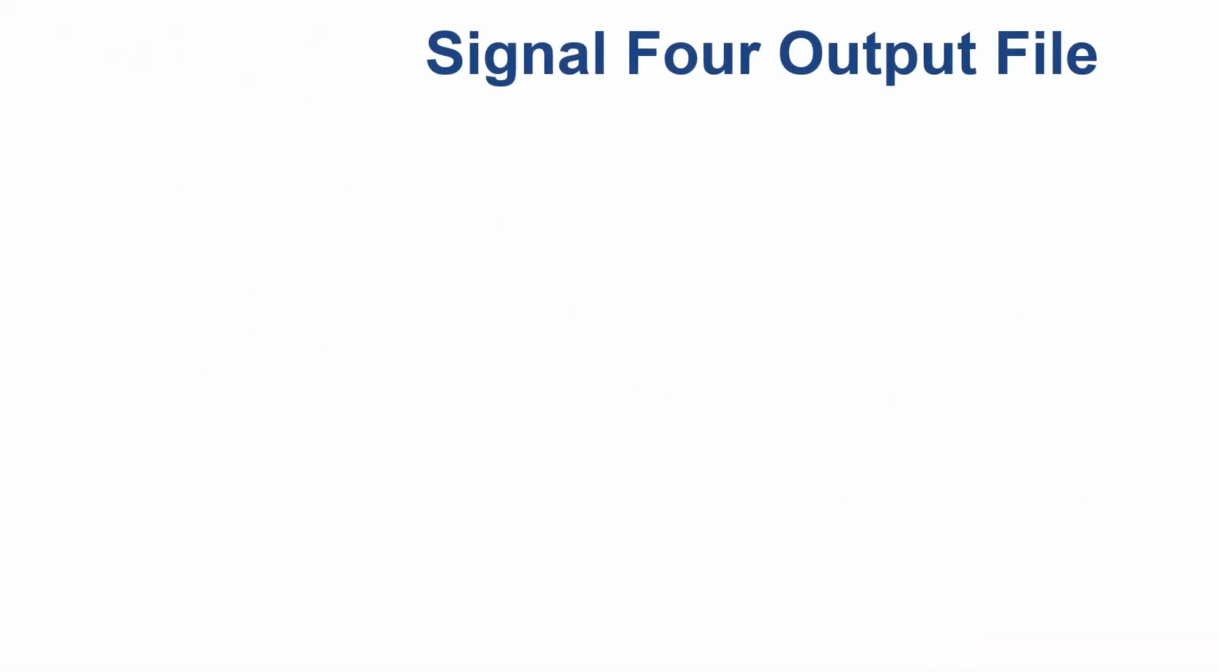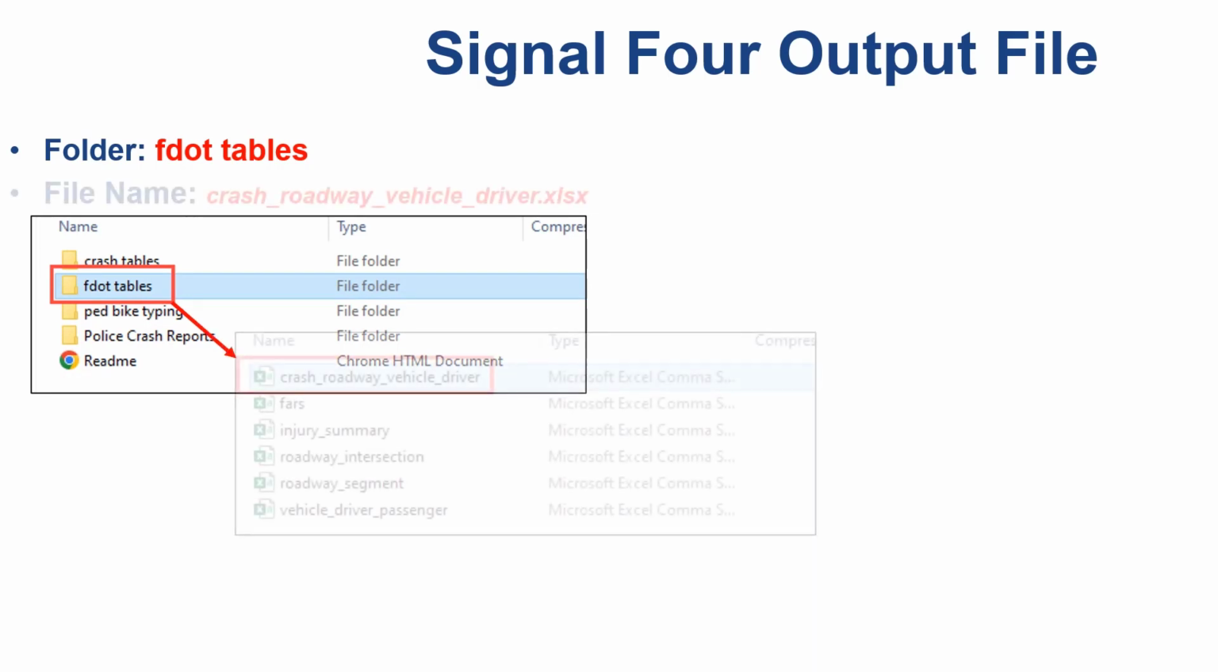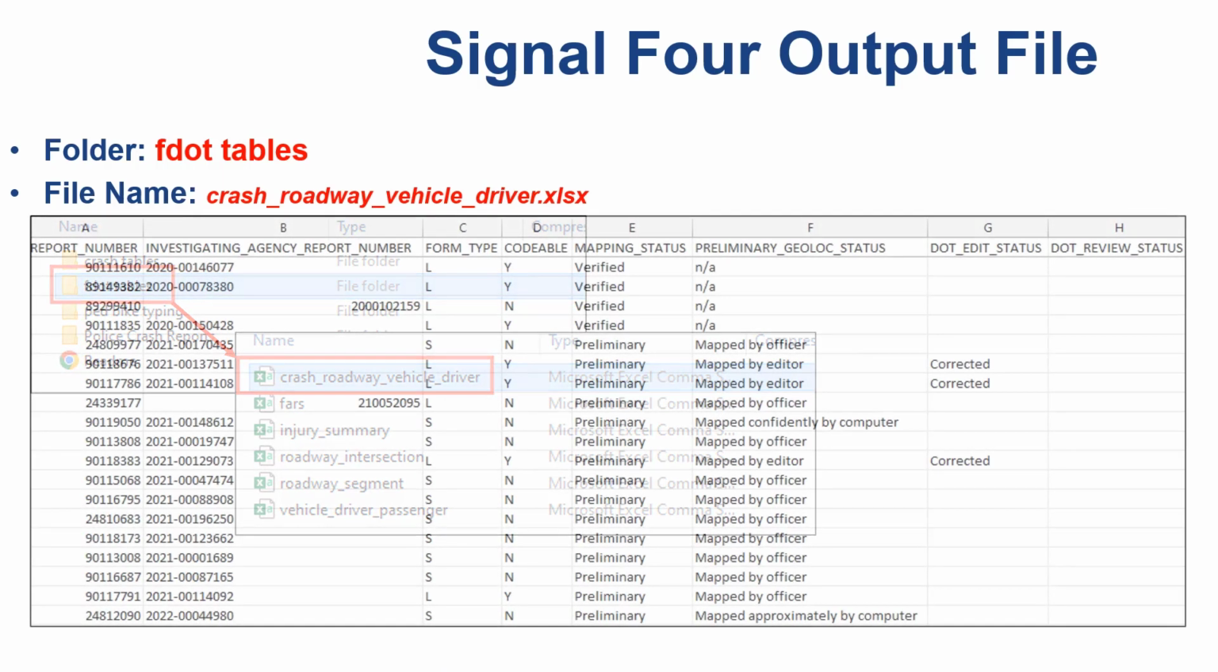When you download crash data from Signal 4, you should receive a zip file that contains folders with the crash data you specified through the website. One of these folders should be called FDOT tables. Within the FDOT tables folder, you should have an Excel spreadsheet called Crash Roadway Vehicle Driver. If you open up that Excel file, you'll see a summary of crashes at your selected project location.